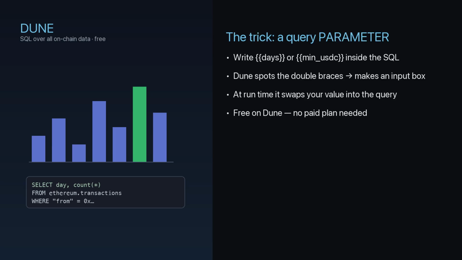The trick is a query parameter. Instead of hard coding 30 days into the SQL, you write the name in double curly braces, like days or min USDC. Dune sees those braces and automatically turns them into an input box next to your query. When the query runs, whatever you type gets swapped straight into the SQL. It's the exact same idea as a variable in code, and on Dune it's completely free. Let's wire it into our first query.